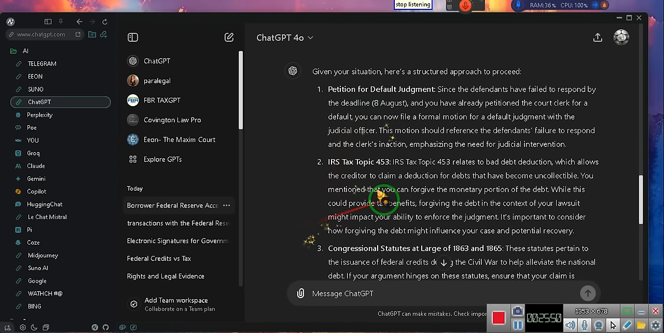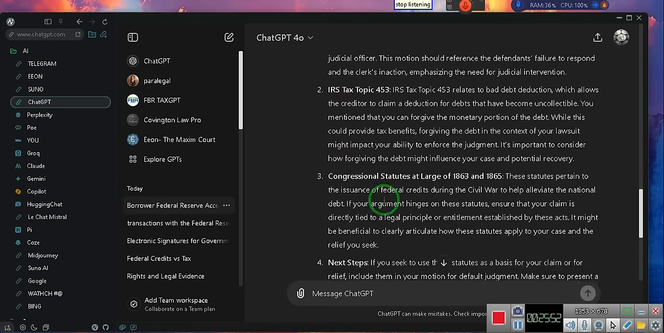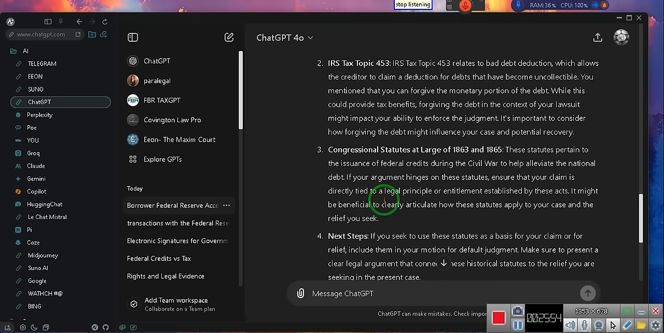These statutes pertain to the issuance of federal credits during the Civil War to help alleviate the national debt. If your argument hinges on these statutes, ensure that your claim is directly tied to a legal principle or entitlement established by these acts.